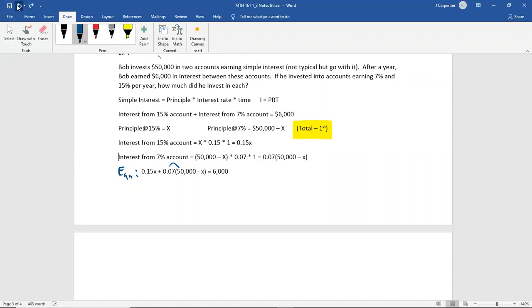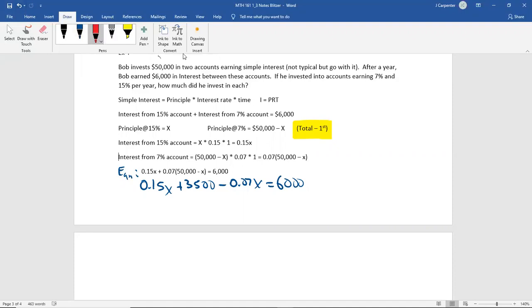So I need to give that 0.07 to the 50 grand and to the x. So that'll be 0.15x. I'm going to start using my pen because the other way is too time consuming. The 0.07 times 50,000, I'll let you confirm that this is going to be 3,500. 7 times 5 is 35, and then it's just a matter of zeros and decimals. Then minus the 0.07x equals the 6 grand.